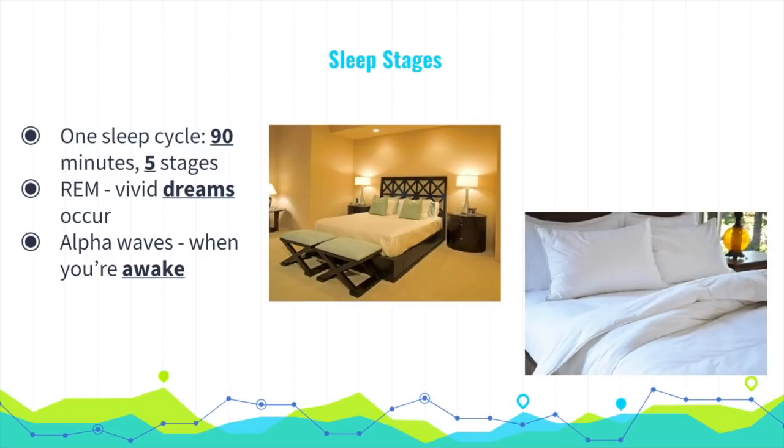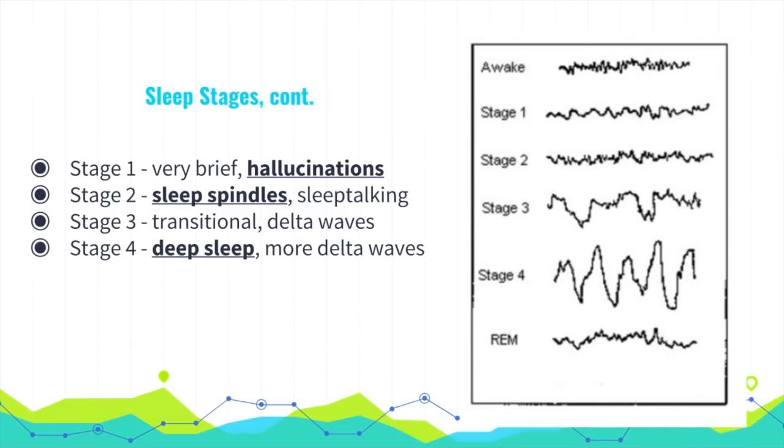A key vocab term here is alpha waves, and these are the brain waves in our brain when we're awake. One other important thing to note is why we yawn. While we yawn, our heart rate increases as we stretch our neck muscles and we become more alert. Huh. Interesting. So let's dive into the 5 different stages of sleep.